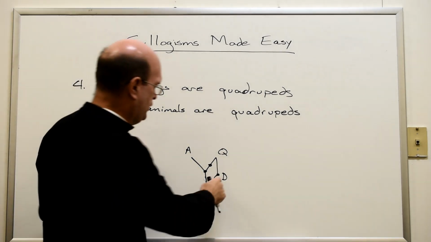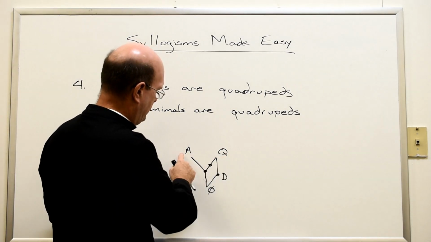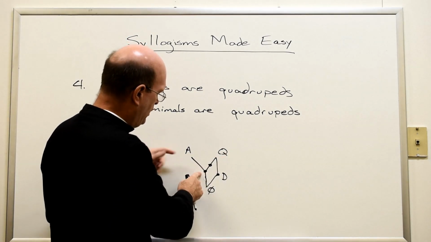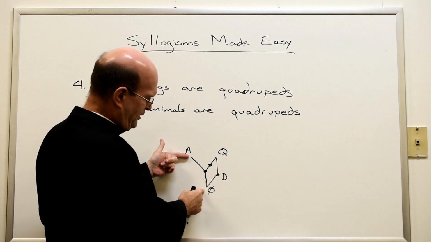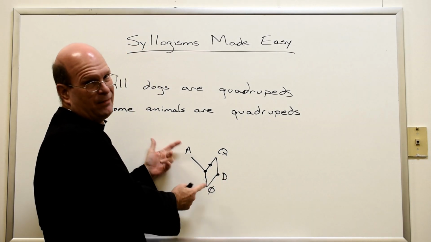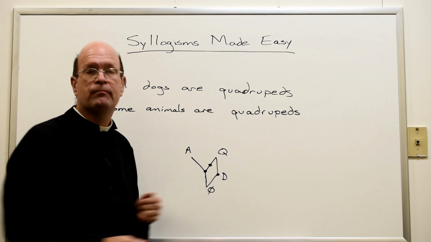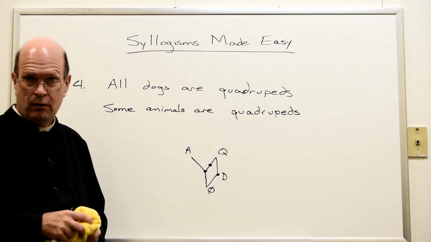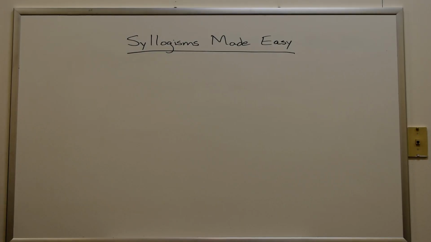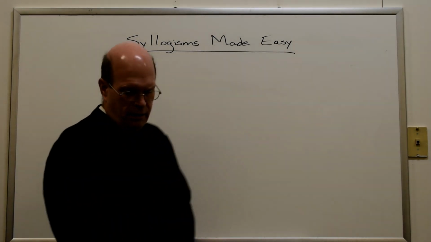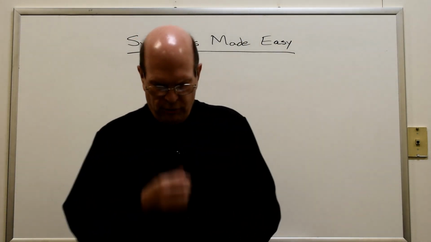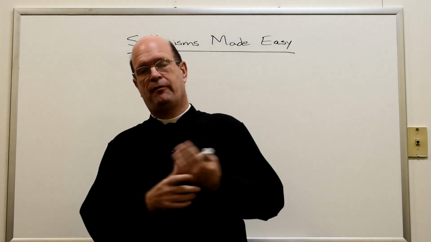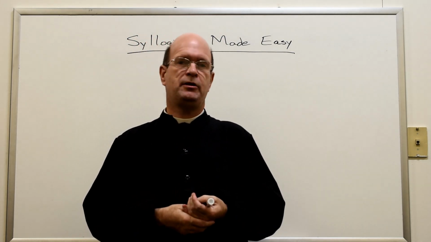So this shows all dogs are quadrupeds, and some animals are quadrupeds. But again, what do A and D have in common in this model? They don't have anything in common. And so that gives a couple of examples where no conclusion can be drawn.